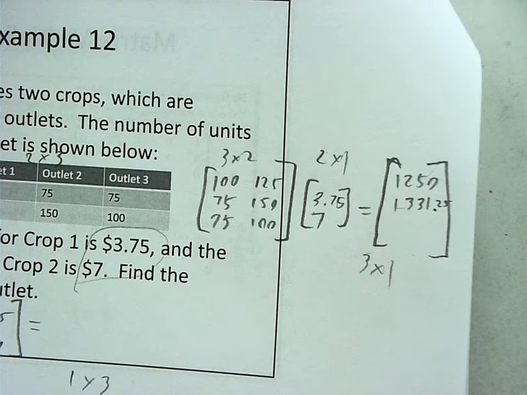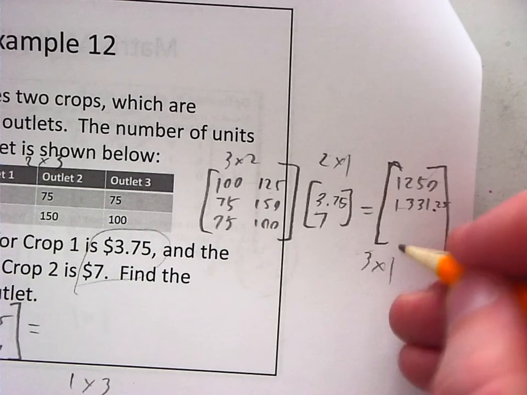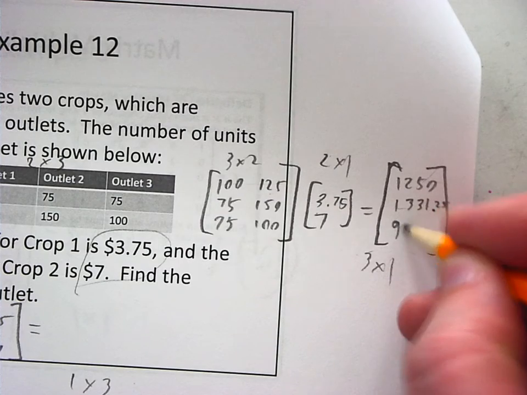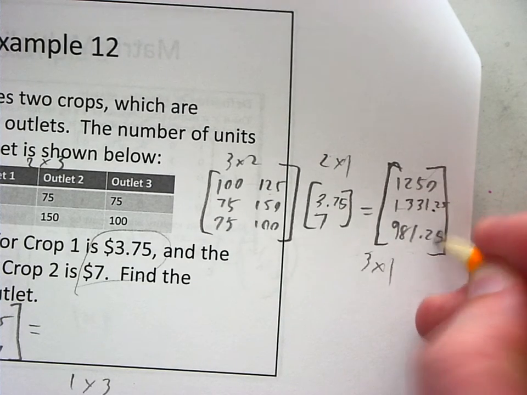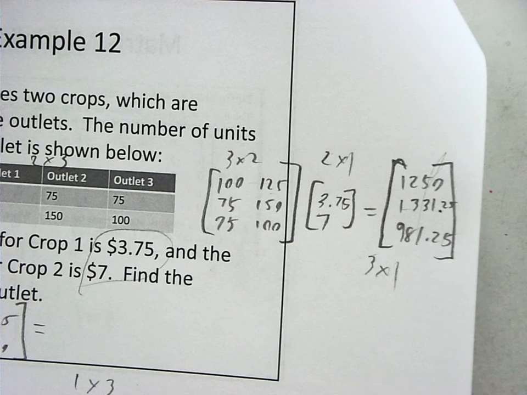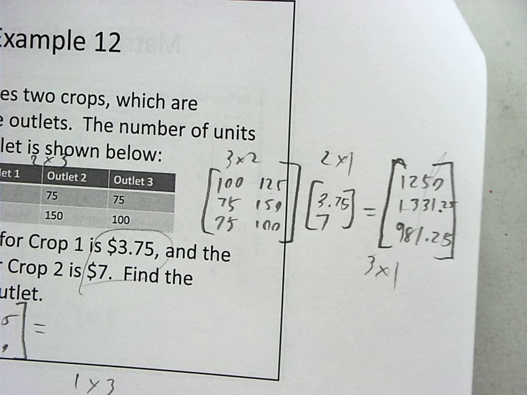Lastly, $981.25. So those would be your three: how much profit you're getting from each of the outlets you're shipping to. Questions on this stuff? Okay. The rest of the time is yours.